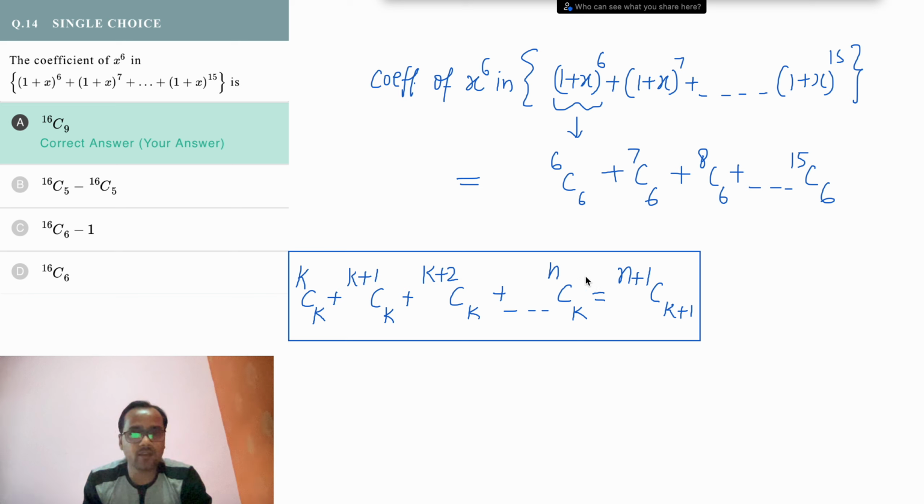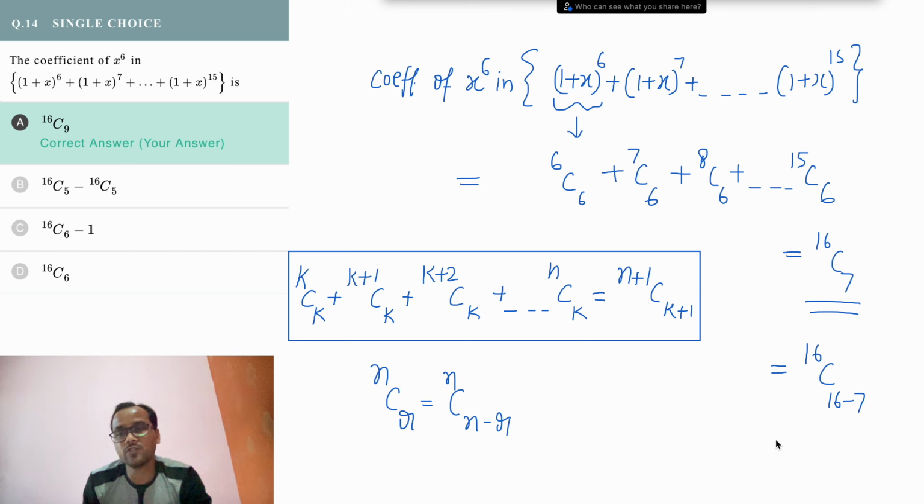Here it is going till n, so the answer is n plus 1 c k plus 1. So here it would be 15 plus 1, that is 16c7. So the answer for this question will be 16c7. But 16c7 is not in the options. 16c7 can also be written as 16c(16 minus 7), because you know ncr is equal to nc(n minus r). So that would be equal to 16c9. So option A is the right answer for this question. Fine.